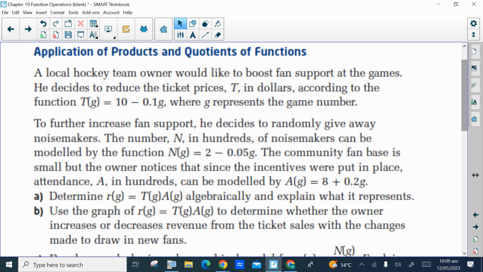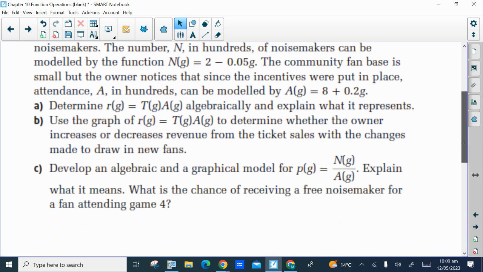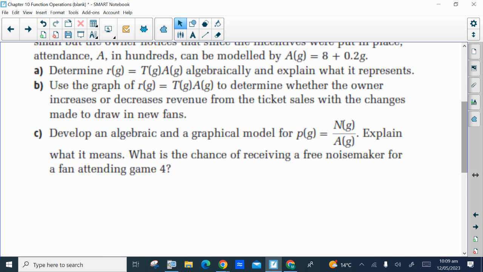The first thing it asks us to do is determine R at G, which is T at G times A at G. So T at G is the ticket price, A at G is the attendance. So if you multiply the ticket price by the attendance, what does that give you, Leo? It gives you your revenue, how much money you take in. So that's why the letter R at G is being used. It will represent the revenue. But first we need to write that expression.